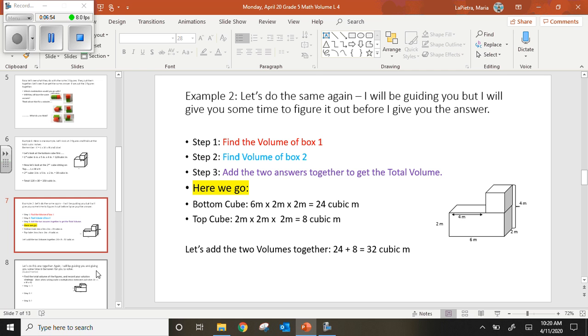Here's example 2. Let's do the same thing again. I will be guiding you this time, but I will give you some time to figure it out before I give you the answer. Here we go. Find the volume of box 1. Here we have box 1, the bottom. 6 times 2 times 2 going up. Here they haven't marked the height on this side of that.